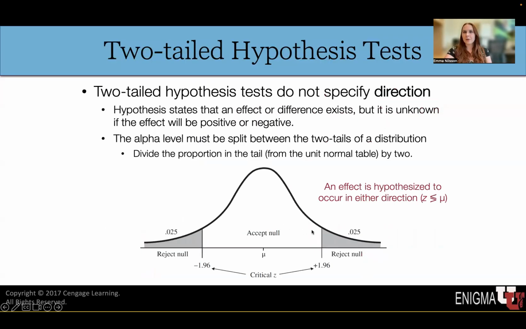Like we said here, this is what a two-tailed hypothesis test is. And the idea here is just that two-tailed hypothesis tests don't specify direction. The null hypothesis can be rejected if the sample mean lands in either of these directions. And a good point here is that, remember, your alpha level for a two-tailed test has to be split between the two tails. So instead of just putting all 5% on one side, we put 0.025 on this side and 0.025 on that side.